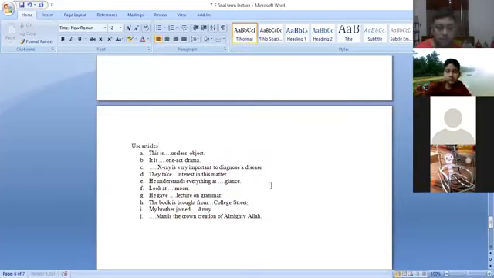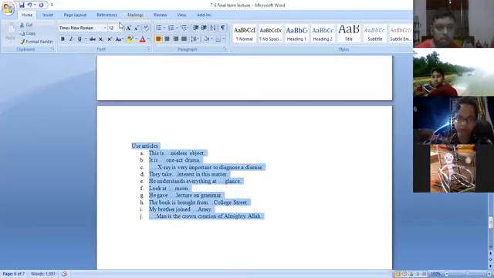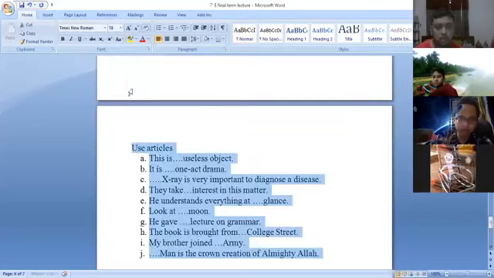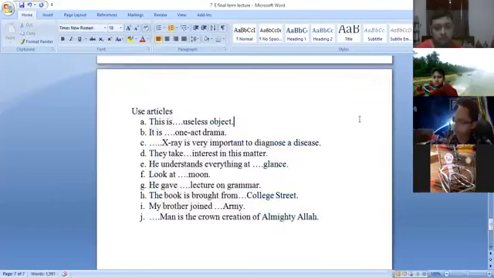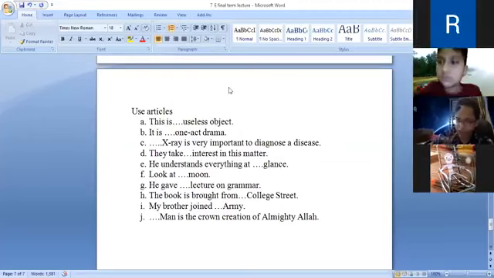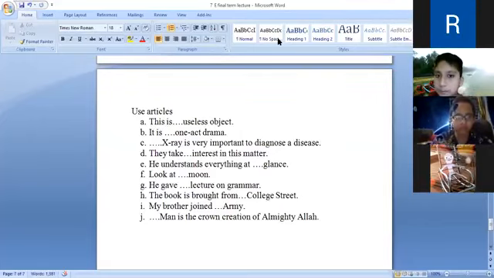Now do these articles. If there is a, an, the or cross. Can you see this? Yes, sir, we can see. I think you can see it better now. All right. So, Tanvir, can you see the questions? Read the questions, please, Tanvir.